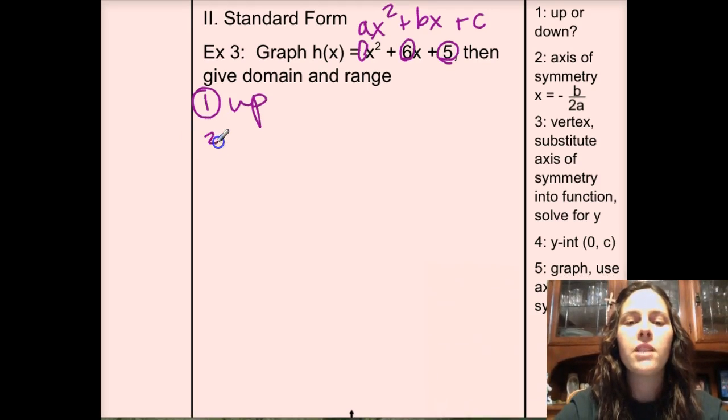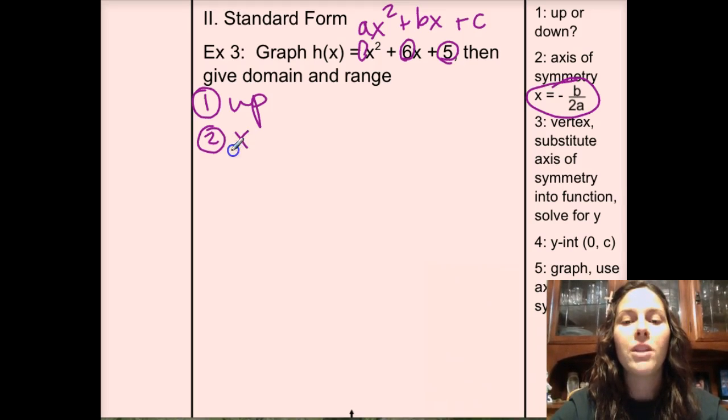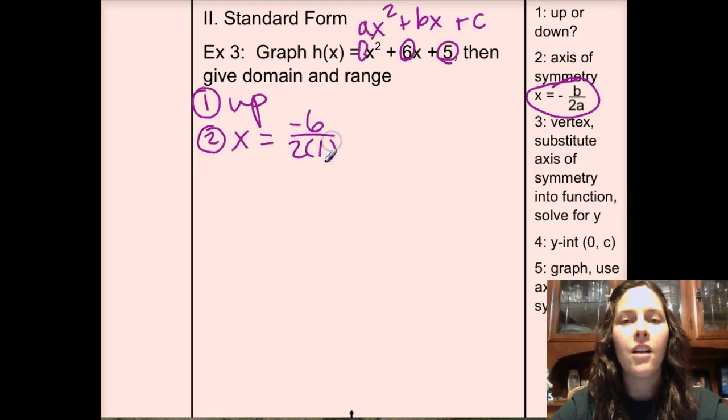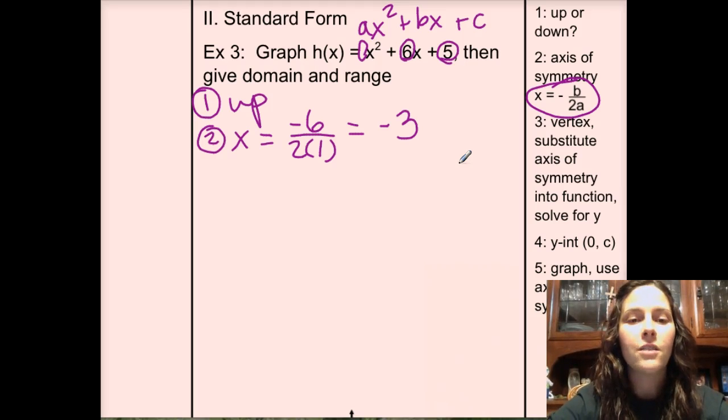For standard form, the next piece of information we need is the axis of symmetry. To find the axis of symmetry, we use this equation. You've got it over here in your right-hand column. Negative b, or opposite of b, over 2a. Remember, the axis of symmetry is the vertical line that the graph is reflected across. So we have the opposite of b, in our case negative 6, over 2 times a. Our a value, what we're multiplying by the x squared, is 1. Negative 6 divided by 2 is negative 3. So our axis of symmetry is x equals negative 3. That's the vertical line that our vertex will go through.